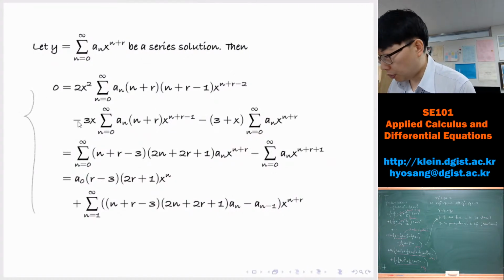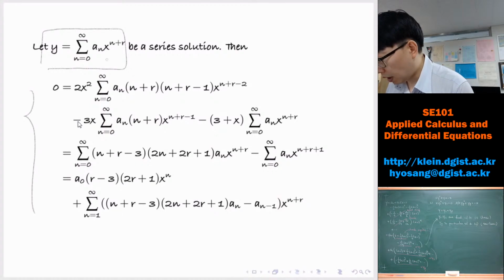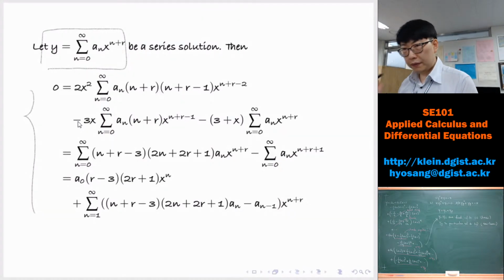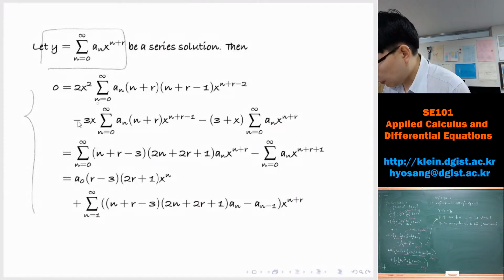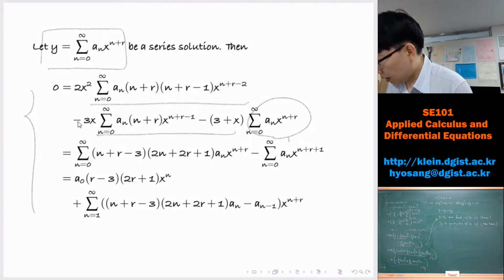Luckily I have a slide here, so it's important. Take a careful look at this slide after the class. Let's start from y equals the sum of a_n x to the n plus r. If this 0 were an ordinary point, we wouldn't need r, okay? But this is a non-ordinary point, a regular singular point, so I need r. I need to find a non-zero r. So plug this in for y double prime and y here.